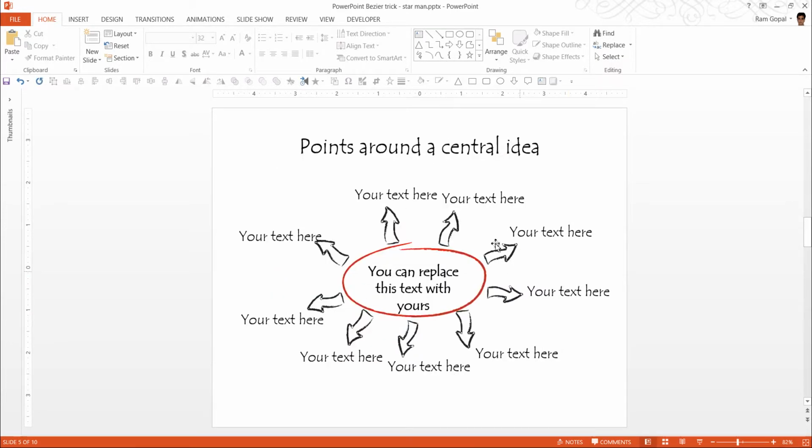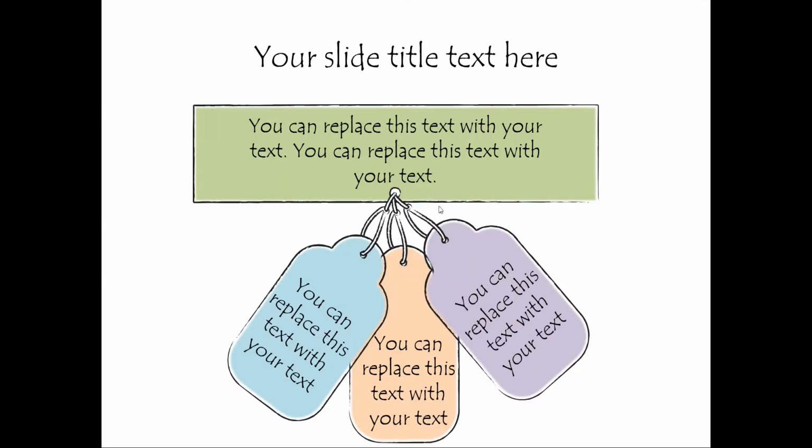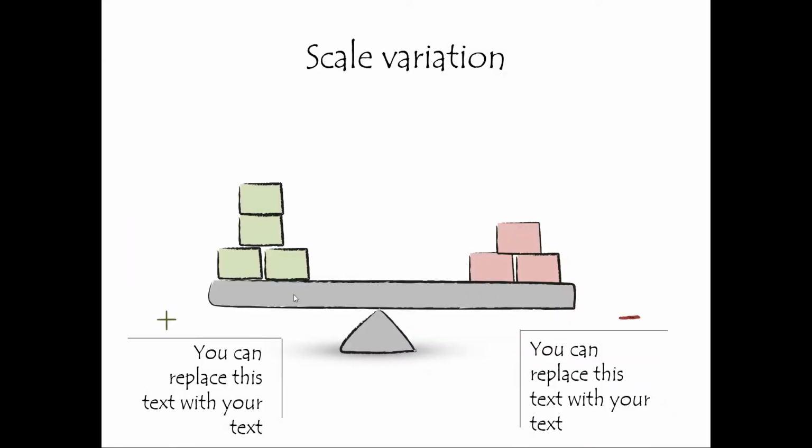Let me show you another example. This one shows points around a central idea. And this one shows the 3 tags that give additional information to a central point here. You can talk about the various features of an idea, product, or something like that using this particular template. This one shows the puzzles that form the mind of an individual. So you can talk about the various points that fit together to create a core idea. In this, you can see the scale diagram. You can talk about the positive aspects here. You can talk about the negative aspects here of a decision. You can use it the way you want.